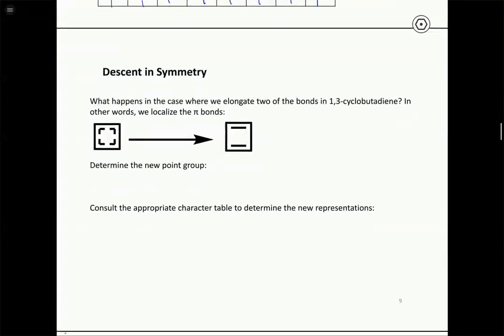Now the next thing I want to talk about for the SALCs of 1,3-cyclobutadiene, we did the pi symmetry adapted linear combinations in class, so we'll have to refer back to those notes occasionally.